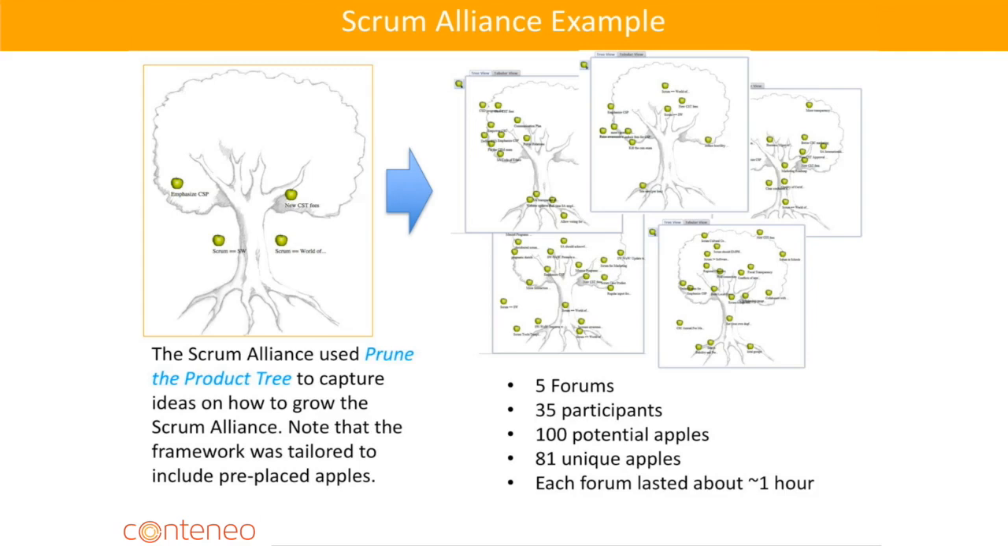There were 35 participants, roughly 7 per forum, which is an ideal number for collaboration, where there were 100 potential apples and 81 unique apples. Each forum lasted about an hour and generated the data that we needed to better understand how we could serve the members of the Scrum Alliance more effectively.